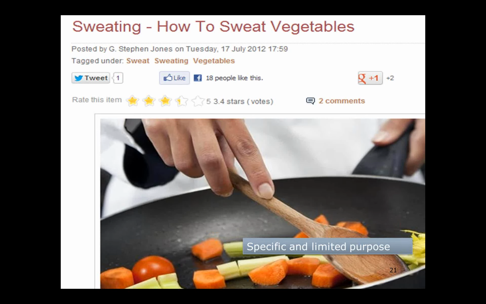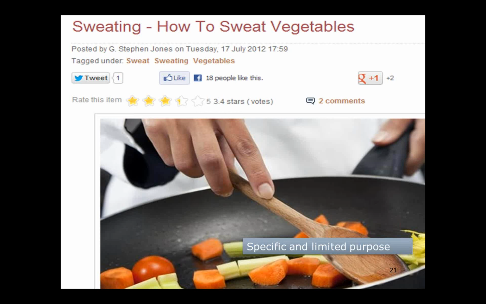So our recipe has a specific and limited purpose. Help an experienced cook cook a dish, one particular dish. This topic from The Reluctant Gourmet doesn't teach you how to cook a dish. That's not its specific and limited purpose. Its specific and limited purpose is to teach you an individual cooking technique.